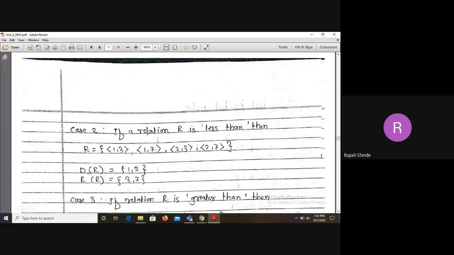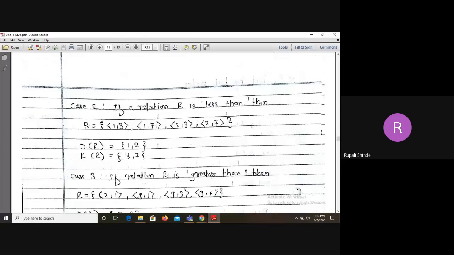Again we have to find the domain and range for this relation. Domain is the first element, that is 1, again 1 is repeated, 2, again 2 is repeated. So the domain of this relation R is {1, 2}. Now what is the range? For range, again we check the second element of each and every ordered pair. From the first ordered pair it is 3, then 7, again 3, 7. So we write the range of this relation R as the set {3, 7}.